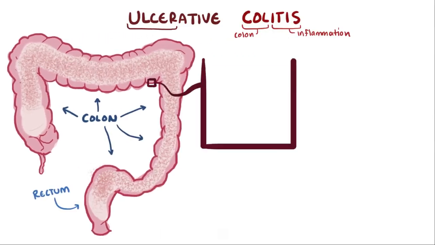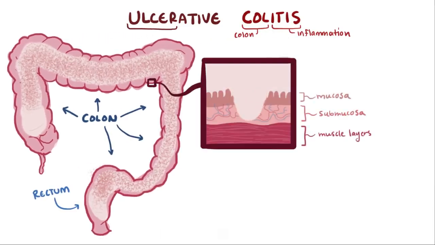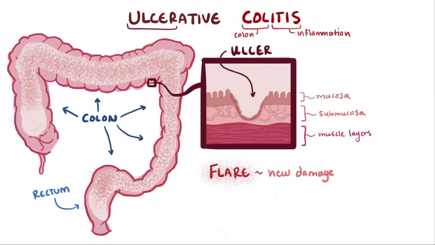These ulcers are spots in the mucosa where the tissue has eroded away and left behind open sores or breaks in the membrane. Sometimes there's a flare, which means that new damage has happened, and then there are periods of remission when the tissue starts to heal up.